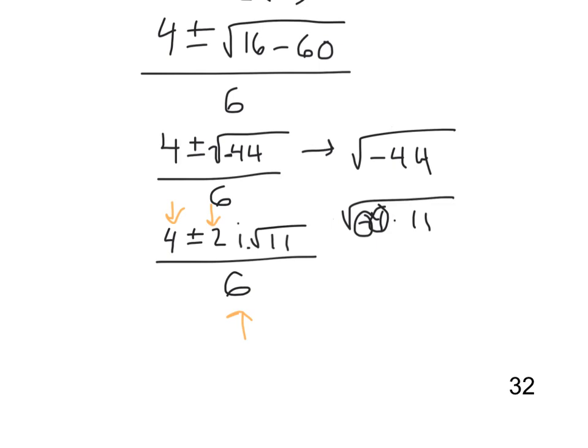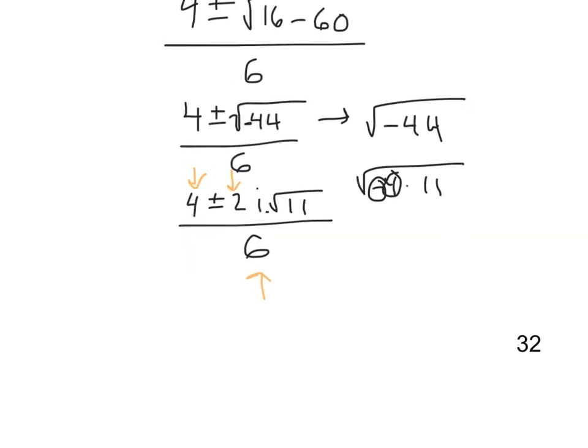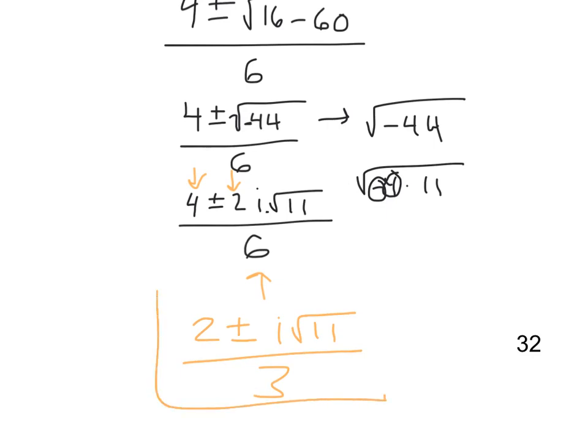What would happen if the 6 was a 7? Then we wouldn't be able to simplify. Okay, so it's only common if it has a common term in the numerator and in the denominator. Here we have 2 numbers in the numerator, so they both have to have that common term. Like if the 2 was a 3, we wouldn't be able to take anything out. But here we can simplify everything by 2, so we have 2 plus or minus i square root 11 over 3. And this would be our complex solution.